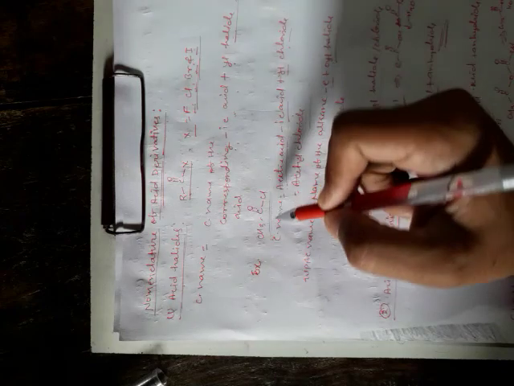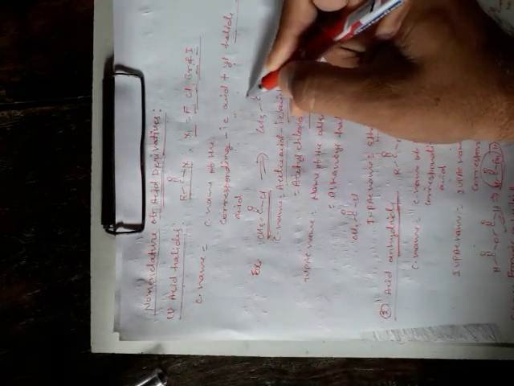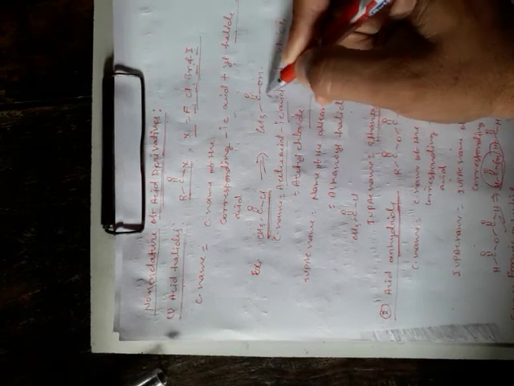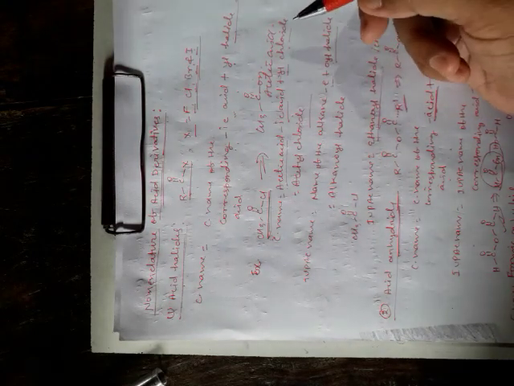Suppose we want to write the common name of CH3COCl. Since the common name of the corresponding acid, CH3COOH, is acetic acid, its common name will be written as acetyl chloride. On the other hand, its IUPAC name will become ethanoyl chloride.